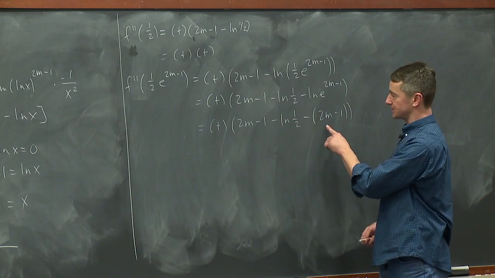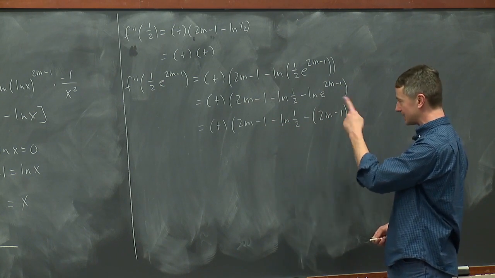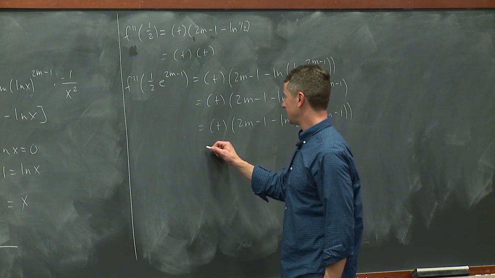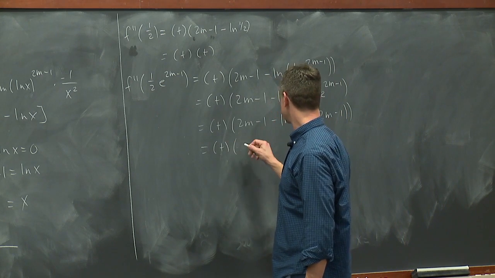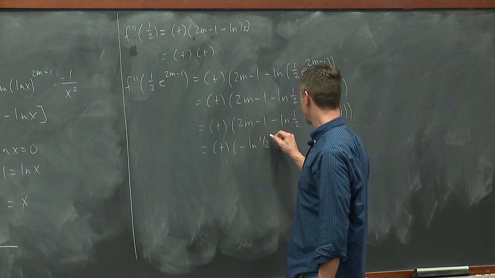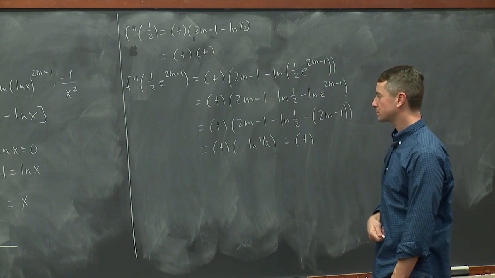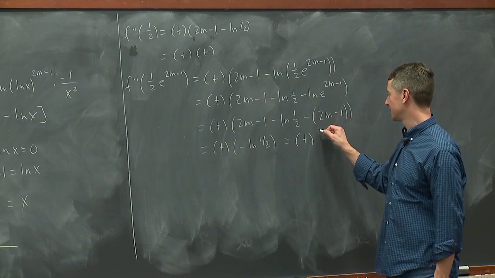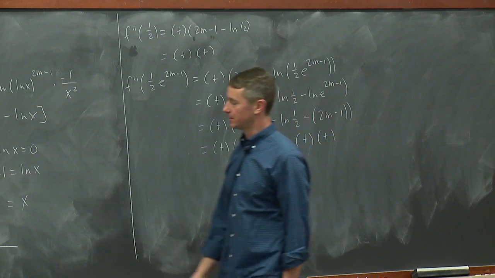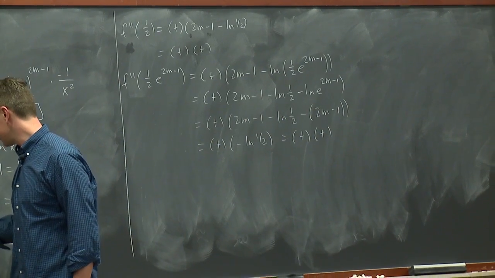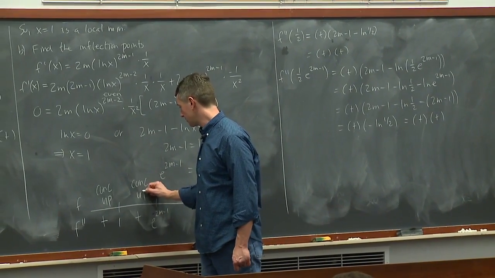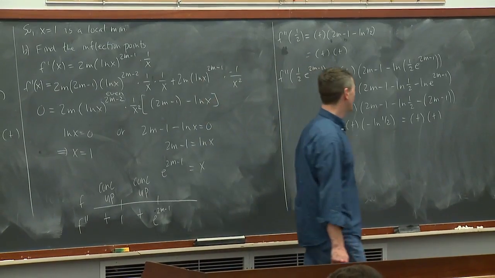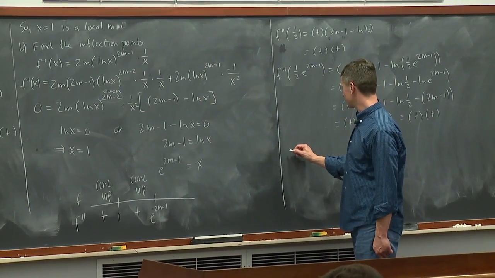So we've got a 2m minus a 2m. They cancel. We've got a minus 1 minus a minus 1. They cancel, meaning this whole thing is just a positive times negative ln of 1/2. But you told me ln of 1/2 was what kind of number? Negative. So negative ln of 1/2 is positive. So was 1 an inflection point? No. It was a lot of work to figure out that 1 wasn't an inflection point. But it was worth it.